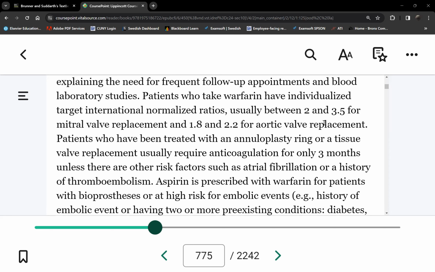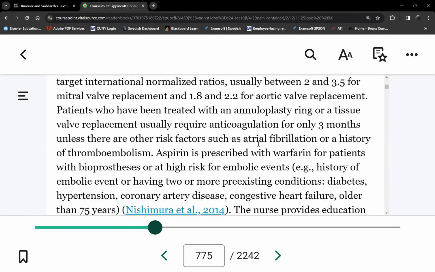Okay. And some doctors even qualify it here. For instance, if it's mitral valve, it's 2 and 3.5. If it's aortic valve, they want it between 1.8 to 2.2. Again, we're not deciding the INR target. It's the cardiologist that will set the target.